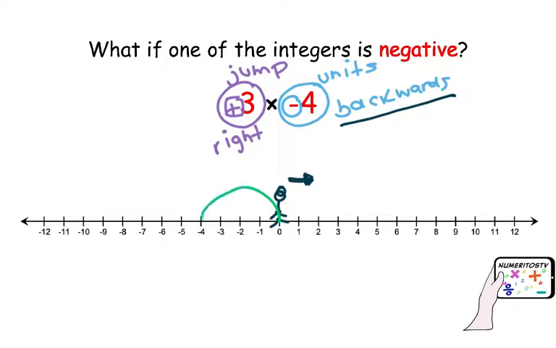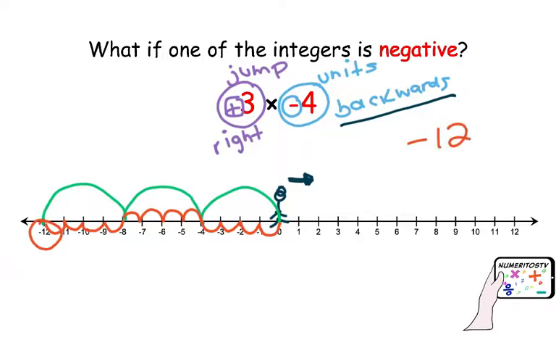1, 2, 3 jumps of 4 units backwards. So 1, 2, 3, 4. 1, 2, 3, 4. 1, 2, 3, 4. So my answer is going to be negative 12. So positive times negative, different signs. We already know the rule. The answer is going to be negative 12.